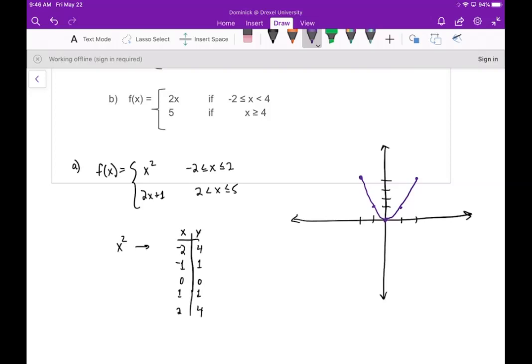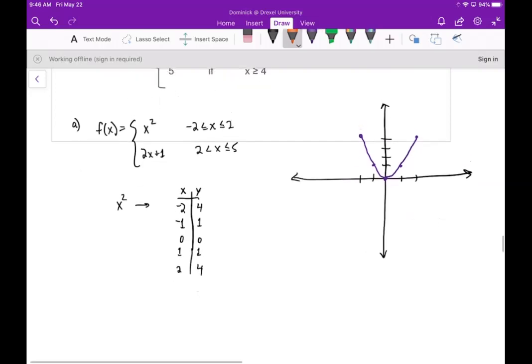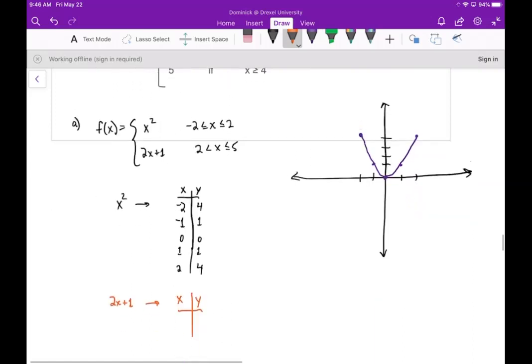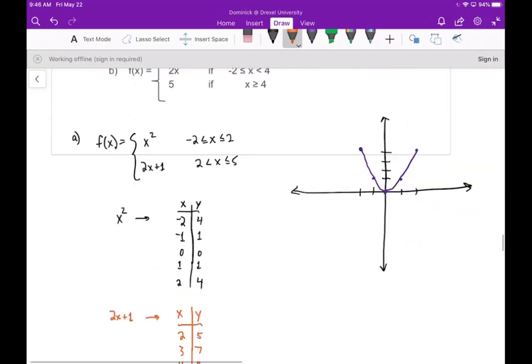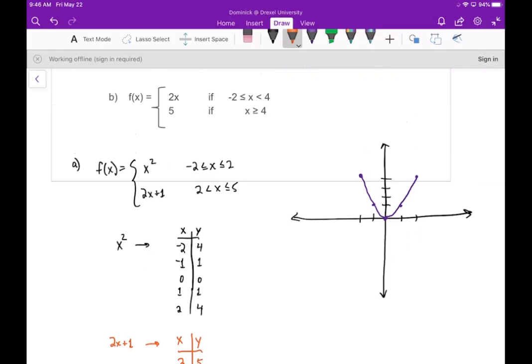All right. Now for 2x plus 1, my x values are between 2 and 5. But note that 2 is not included, so for that point, I would need an open circle. Right, but if I plug these in, I'm going to get that this is a 5, this is a 7, this is a 9, and this is 11. Right? So now at 2, I'm going to jump from 4 directly to 5 with an open circle there.